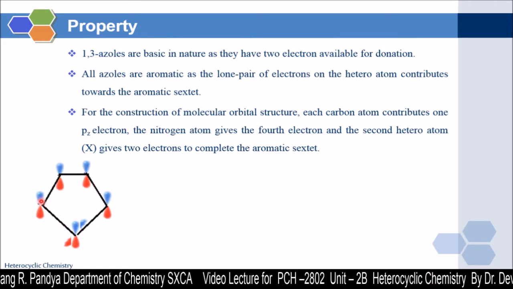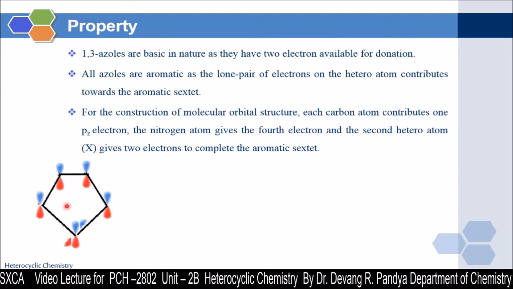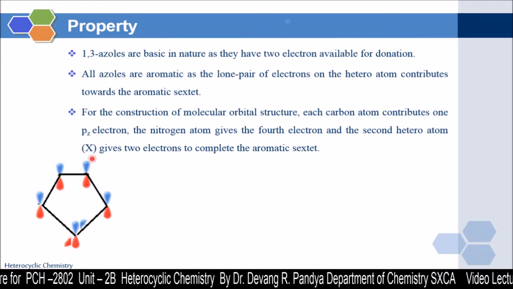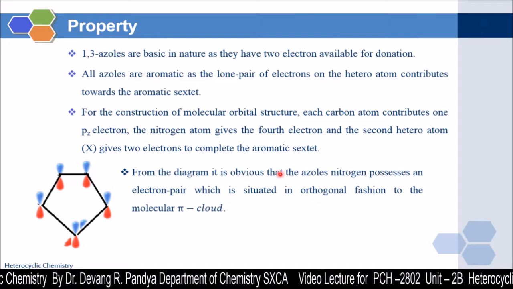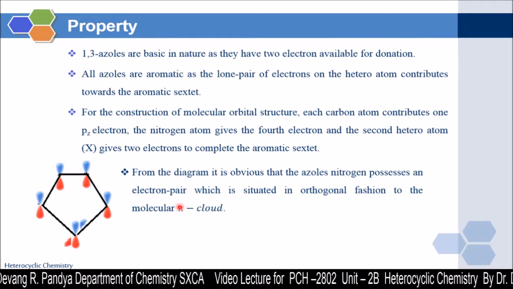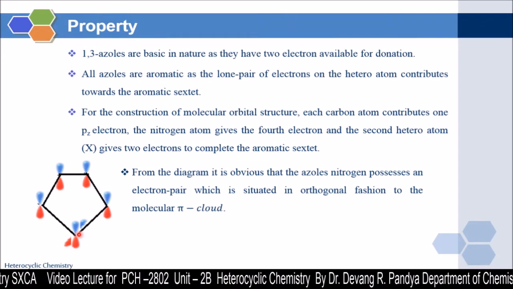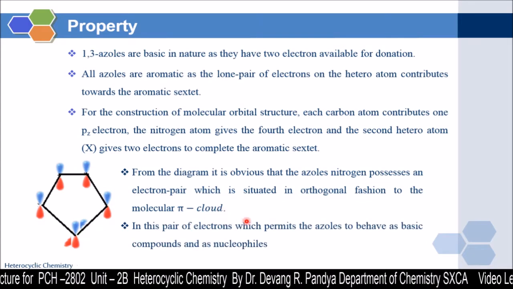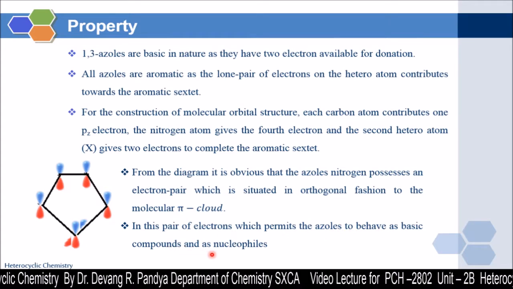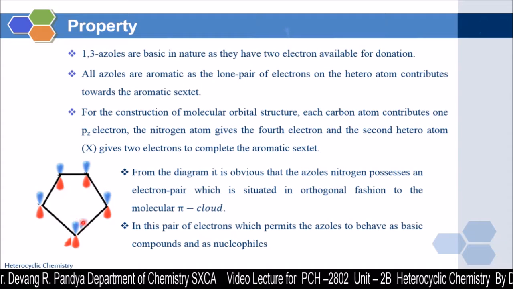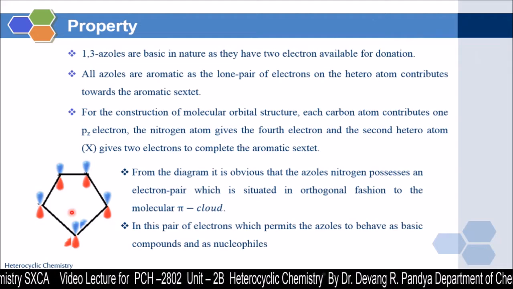So here you see the structure of the aromatic compound. Each carbon has a pz electron, so 4 are there and 2 from the heteroatom, and the total sextet is generated in the ring. From the diagram it is obvious that the azole nitrogen possesses an electron pair which is situated orthogonal to the molecular pi cloud. This pair of electrons permits the azole to behave as a basic compound and as a nucleophile as well. So these two electrons are responsible for the basic nature as well as the nucleophilicity of 1,3 azoles.